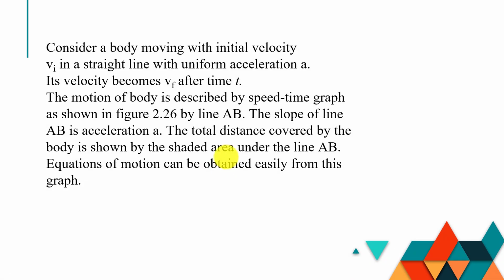Now moving onwards, let's derive the first equation of motion. For this, we have to consider a body which is moving with initial velocity vi in a straight line with uniform acceleration a. Its velocity becomes vf after time t. The motion of the body is described by a speed time graph as shown in figure 2.26 by line AB.